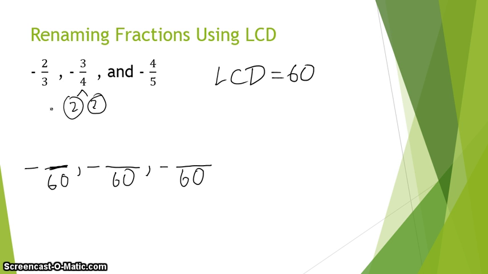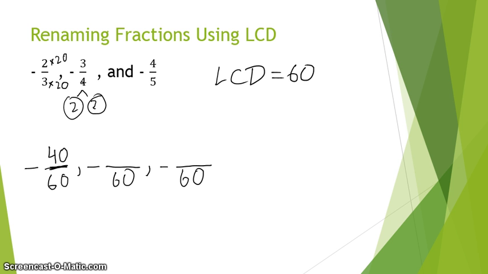And then I have to ask myself, 3 times what is 60? So 3 times 20 is 60. So if I did it to the bottom, so 3 times 20, I did it to the bottom to get a 60. I need to do it to the top also. I need to multiply by the same number. So 2 times 20 is 40. So that becomes my new top.